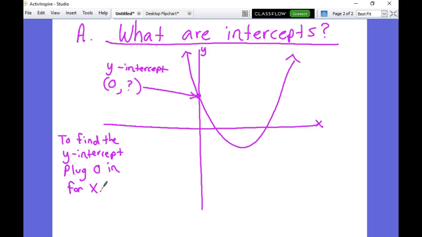Now let's go ahead and take a look at these 2 points here. Those are the places where my parabola touches the x-axis, right? Am I going too fast? You guys okay? I'll wait a minute. I don't want to get too quick for y'all.